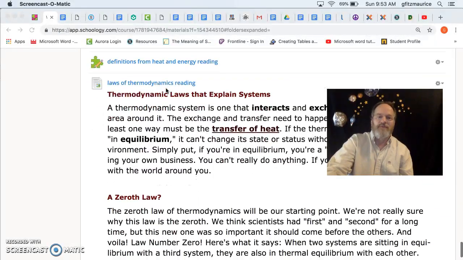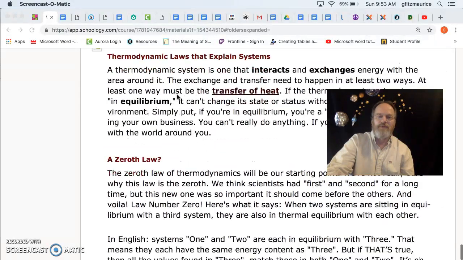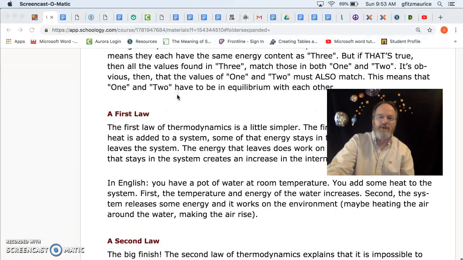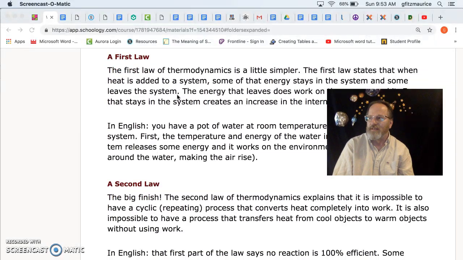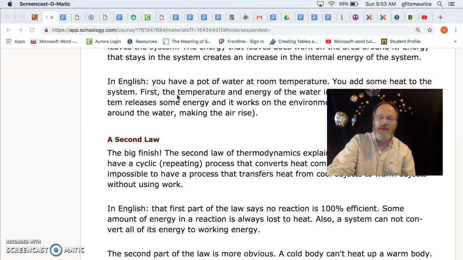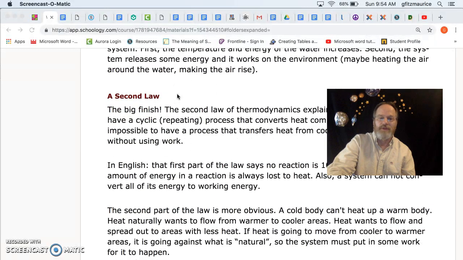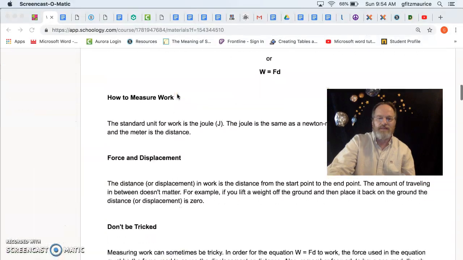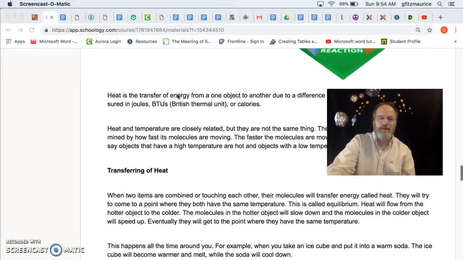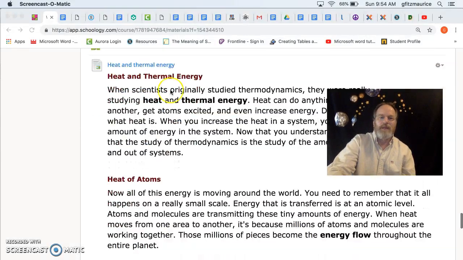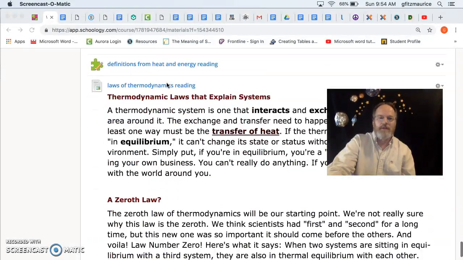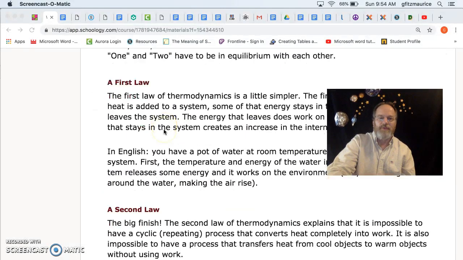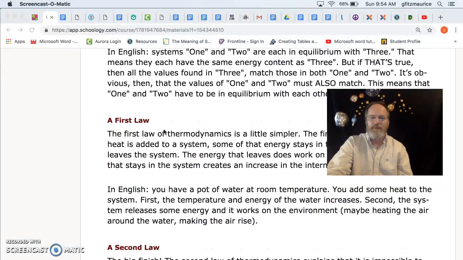Okay. After that, laws of thermodynamics. For this reading, it'll talk about the various laws of thermodynamics that are constant, that scientists have observed and used in their studies, and laws that they have observed for hundreds of years. And when you do these, this reading here, jumped a little bit, heat and thermal energy, laws of thermodynamics, easy for me to say.